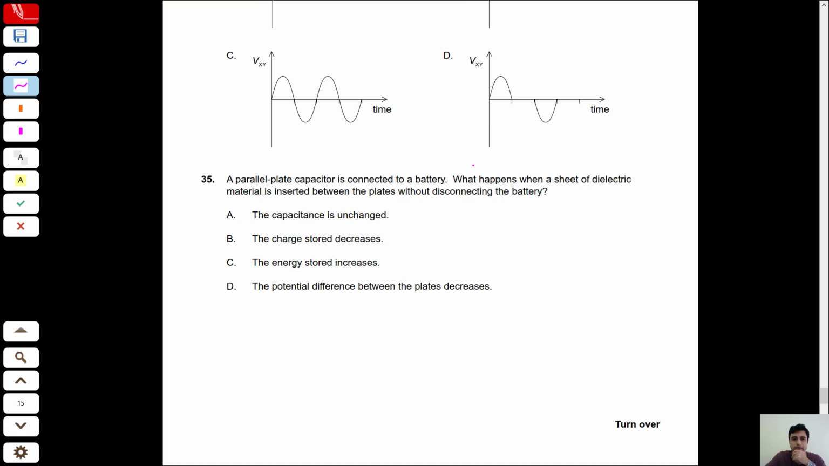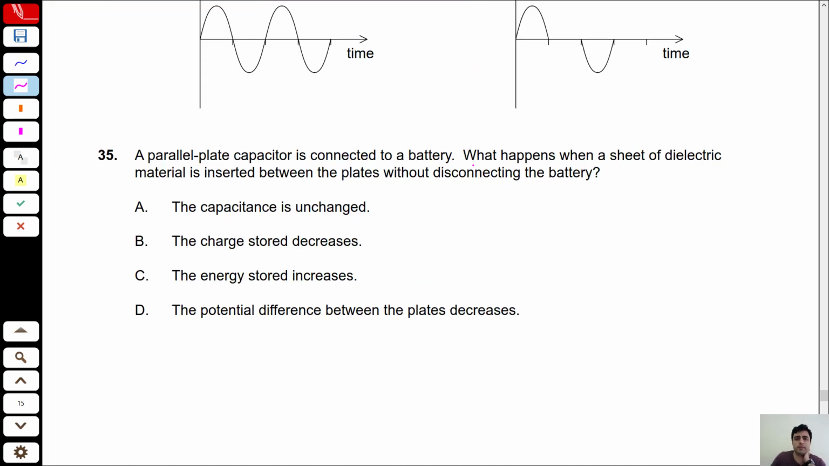A parallel plate capacitor is connected to a battery. Okay, parallel plate capacitor. So if we have a battery here, and then we have a parallel plate capacitor. What happens when a sheet of dielectric material is inserted between the plates without disconnecting the battery? So the battery is still providing a voltage of V, so the voltage stays the same. So the capacitor is fully charged at a voltage of V supplied by the battery, so you are kind of stuffing in some dielectric. Dielectric is the insulating material that is stuffed in between the two parallel plates in order to increase the ability of charges, or the energy, that can be stored.